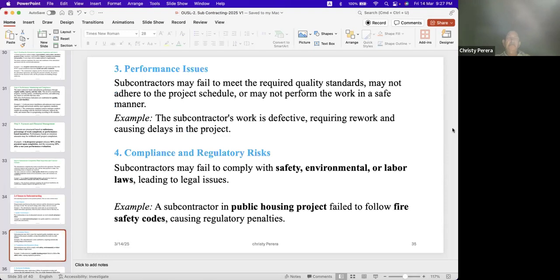Performance issues, that's also understood, but we'll see an example. Subcontractors may fail to meet the required quality standards, may not adhere to the project schedule, or may not perform the work in a safe manner. The subcontractor's work is defective, requiring rework and causing delays in the project again. Number 4, compliance and regulatory risk.